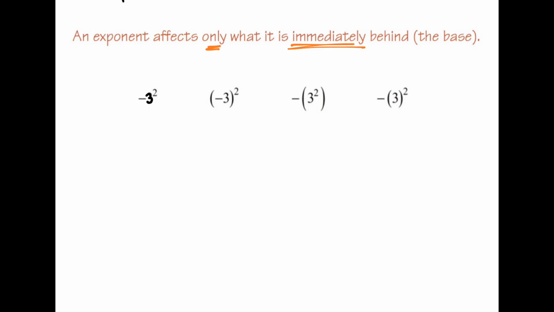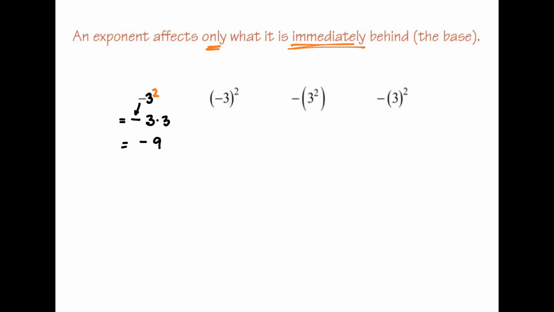Notice the negative is not inseparably connected to the 3. Okay, so there are 2 3's and 1 negative. So that looks like this. Negative 3 times 3. Because this exponent tells me there are 2 3's, but this negative is going to come down because it's not squared. So the answer to this one is negative 9.